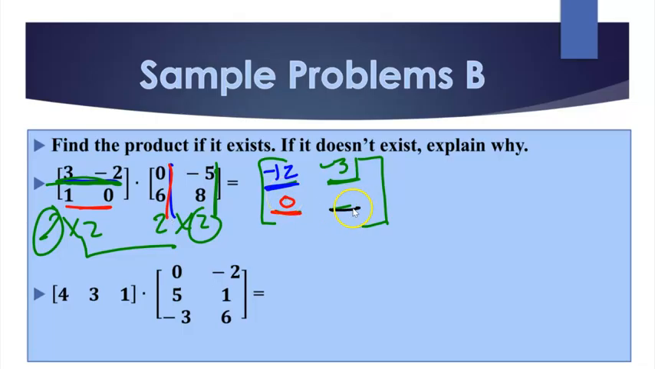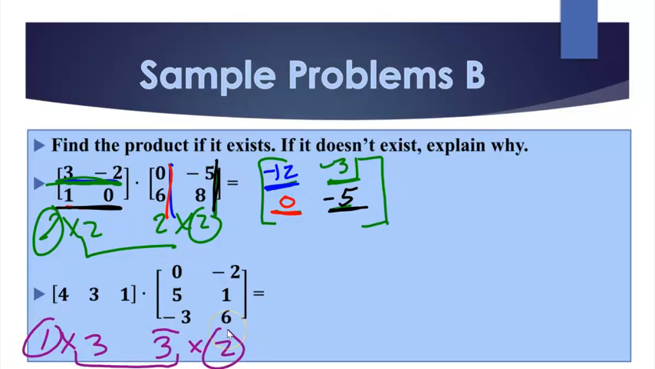And the last one is row 2, column 2. 1 times negative 5 is negative 5. 0 times 8 is 0. So negative 5 plus 0 is negative 5. So that would be our matrix on that one. Next one, we have 1 by 3. And this one is a 3 by 2. So the middle two are the same. So our answer is going to be a 1 by 2.